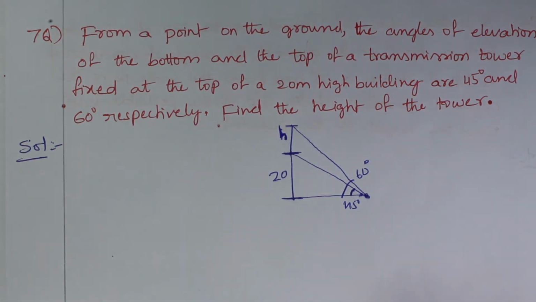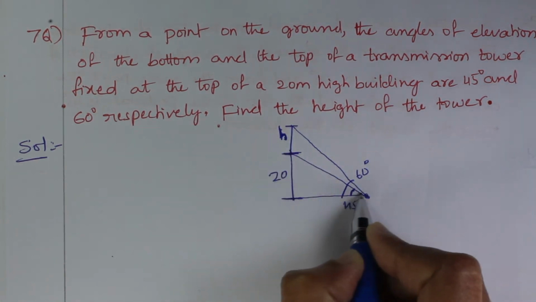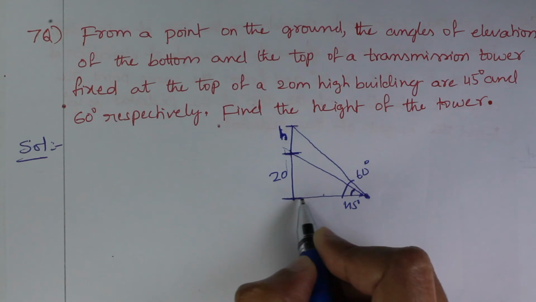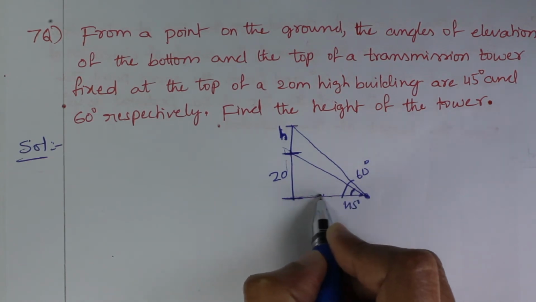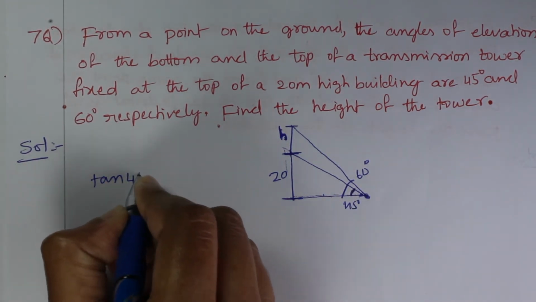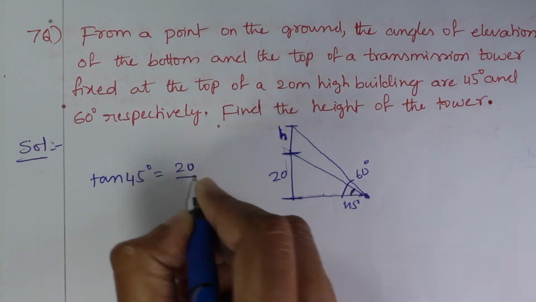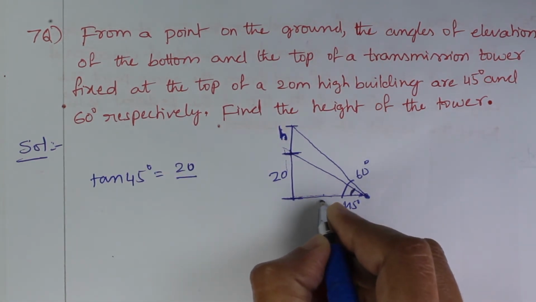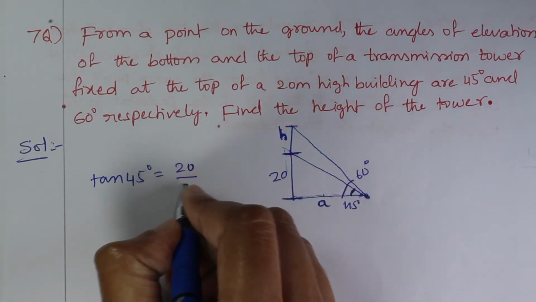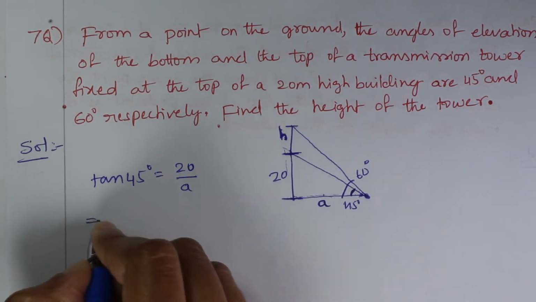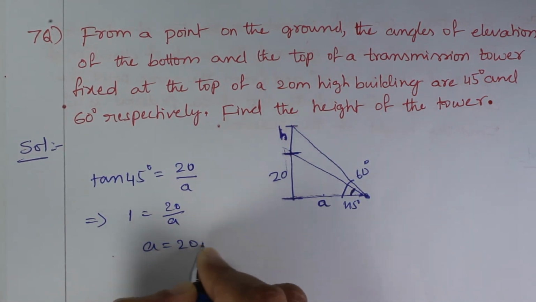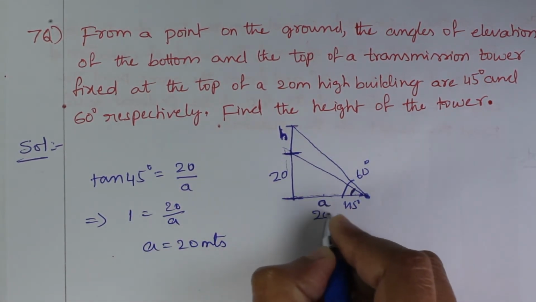Okay, now we will take the smaller triangle first, this triangle. So we can find out the adjacent side of this angle 45 degrees. Tan 45 degrees is equal to 20 divided by, let us assume this to be A, the base of the triangle. So tan 45 is 1, right? 1 is equal to 20 by A. A is equal to 20 meters. So I got the value of A as 20 meters.